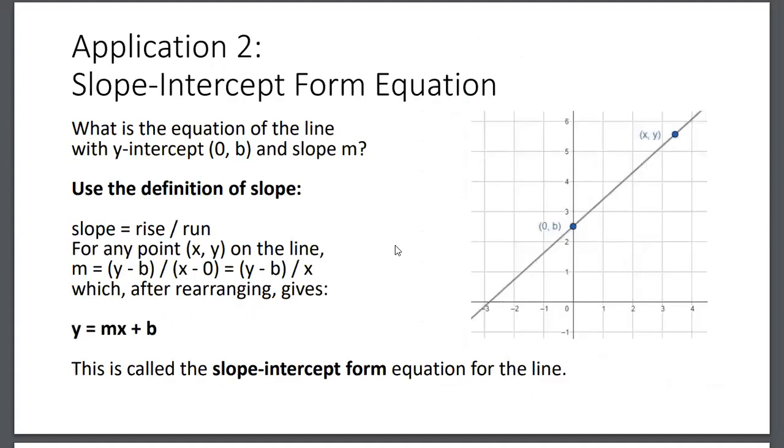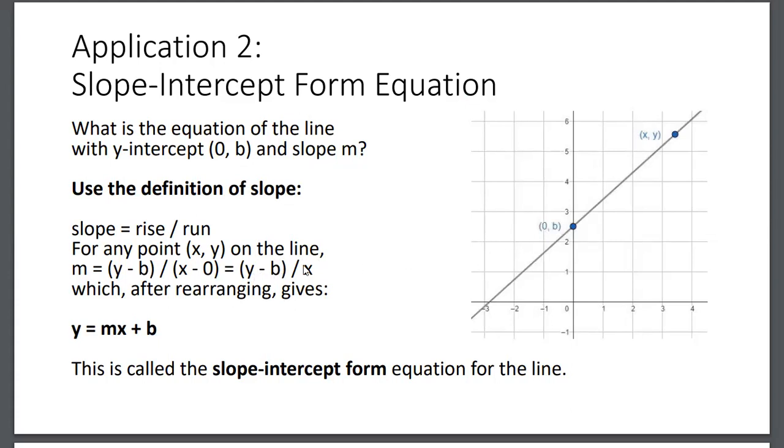Application 2. The slope-intercept form equation. What is the equation of the line with a y-intercept of 0, b, shown right here, and a slope of m? Again, use the definition of slope. Slope is rise over run, and for any point, x, y, an arbitrary point on the line, shown here, the slope is y minus b divided by x minus 0.